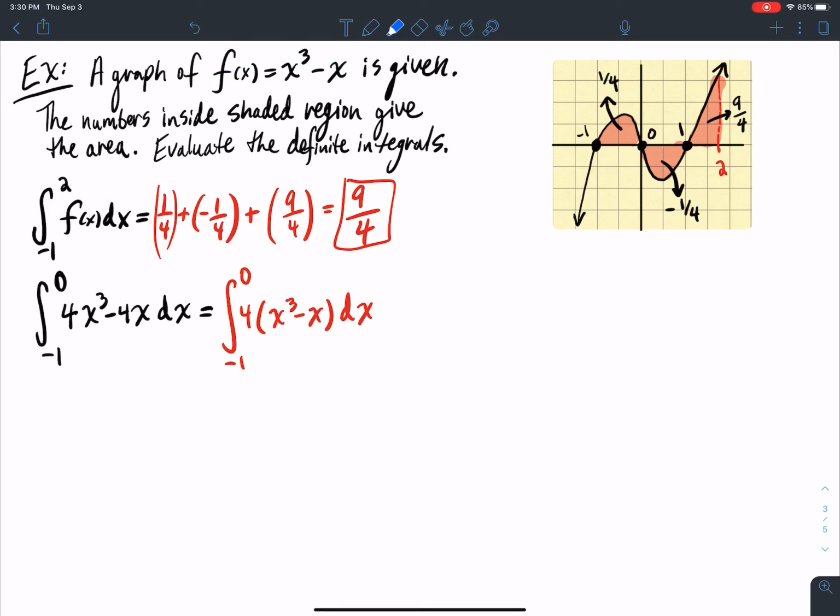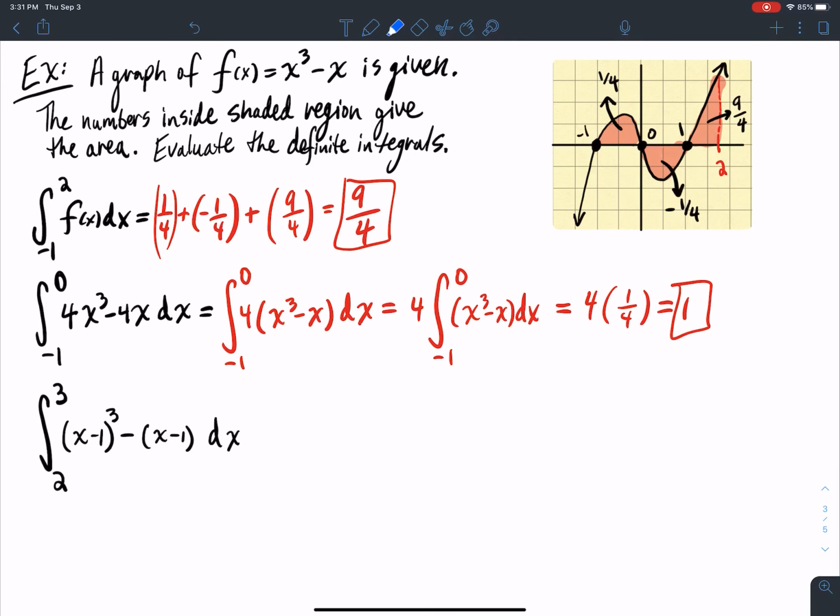So I'm going to use the constant multiple rule and pull the 4 out of the integrand. So I have 4 times the integral of x cubed minus x from negative 1 to 0 dx. This is f of x. So now I know this area is represented by this 1/4 here. So I'm going to replace that definite integral with that area right there of positive 1/4. Multiply it out, I get 1.